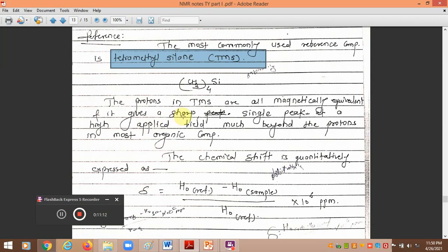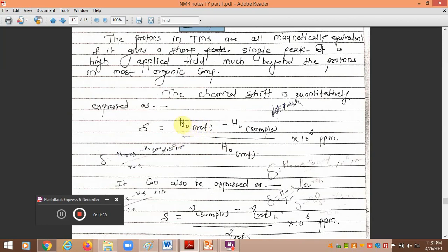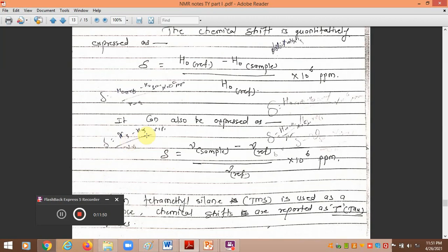So here these protons in tetramethylsilane are highly shielded, and that's why it gives a single peak at a high value of applied magnetic field, beyond the protons in most organic compounds. The chemical shift is quantitatively expressed as the applied magnetic field of reference minus the magnetic field of sample, divided by the applied magnetic field of reference, times 10 raised to 6 ppm. It can also be expressed in terms of frequency: the frequency of the sample minus the frequency of the reference, divided by the frequency of the reference, times 10 raised to 6 ppm.